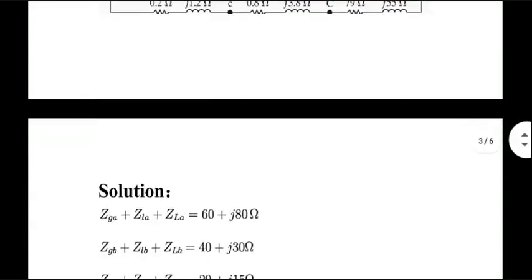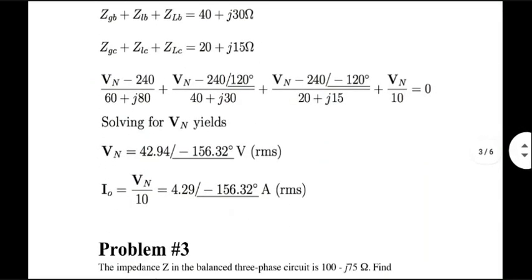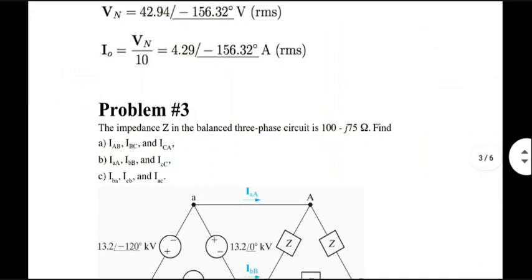Once you know Vn, it's easy enough to figure out the current going through the neutral wire. So please double check everything as far as calculation goes, but also try to understand the theory.